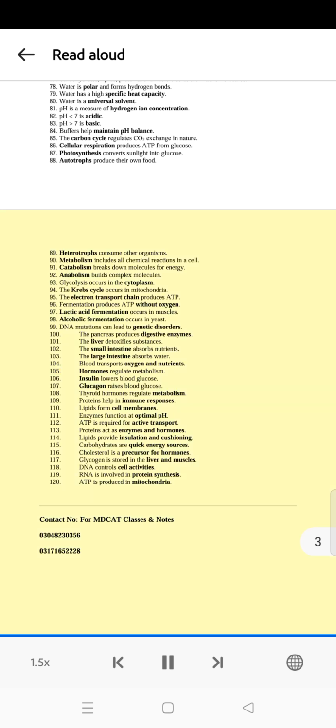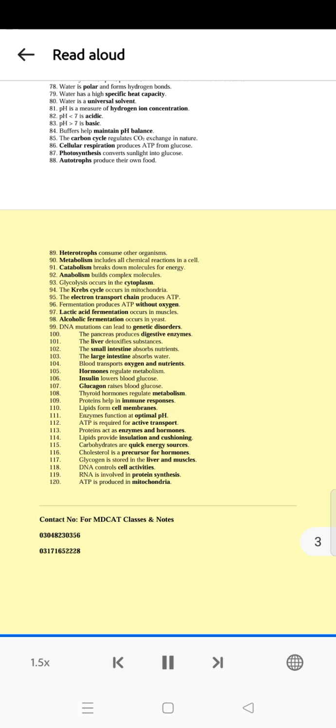Hormones regulate metabolism. Insulin lowers blood glucose. Glucagon raises blood glucose. Thyroid hormones regulate metabolism. Proteins help in immune responses.